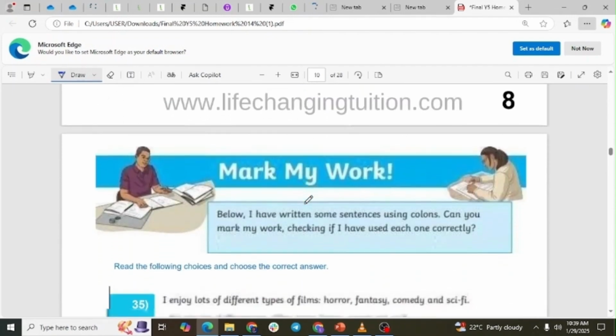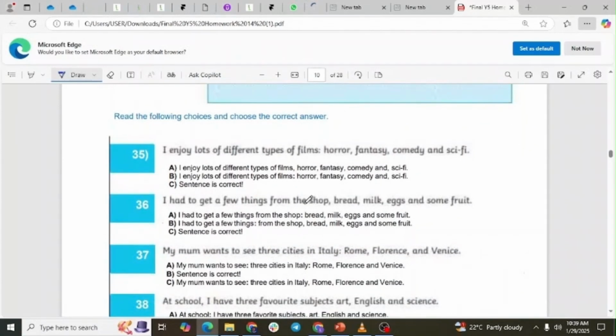Read the following choices and choose the correct answer. Question 35. I enjoy lots of different types of films. Horror, fantasy, comedy, and sci-fi. Correct answer: C. Sentence is correct. Explanation. The colon is used correctly here to introduce a list of different film genres, following the independent clause.